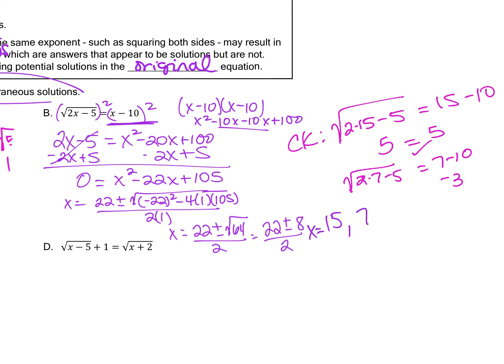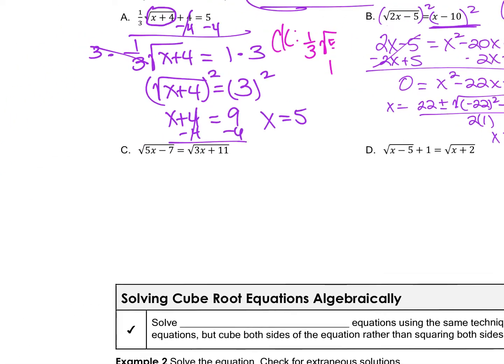Notice that right side is going to be a negative, and we automatically know a square root is not going to give us a negative answer. So the only solution here would be x equals 15. So very important that you're checking. Okay, so let's look at another one.